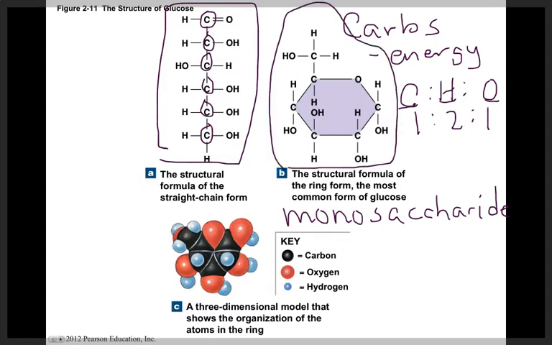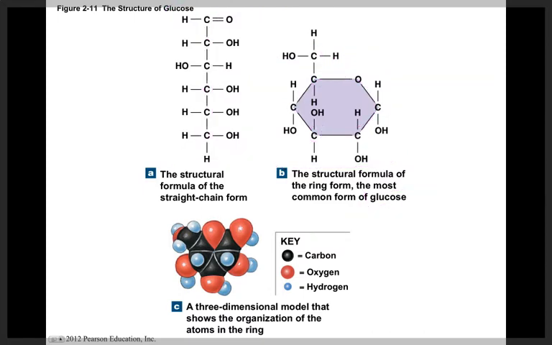Over here we see a very popular form of carbohydrate, which is glucose, and glucose is in this ring formation. And so we see all these different carbons, 1, 2, 3, 4, 5 carbons, and then we can see that there's this functional group off to the side with a 6th carbon in it. Down here we see a 3-dimensional model that shows the organization of atoms in the ring.